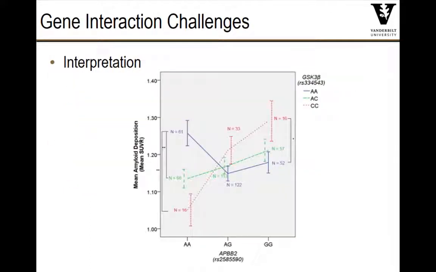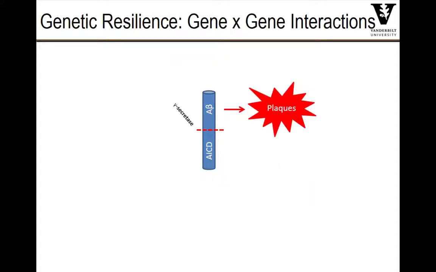And then interpretation. Not only is it computationally very difficult to do, but even if you get a result, how in the world do you interpret this result? So in this case, if I'm a homozygous carrier of this SNP that I'm annotating to this gene, or I'm a homozygous carrier of this SNP annotated to this gene, my effect completely flips. So this analysis was actually a candidate gene analysis, and actually kind of makes sense.